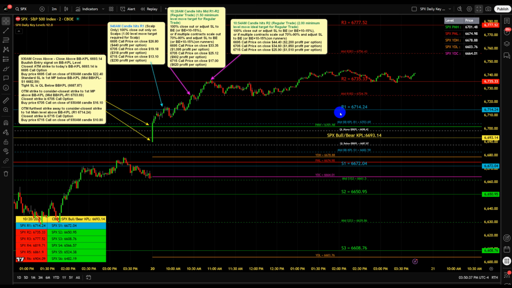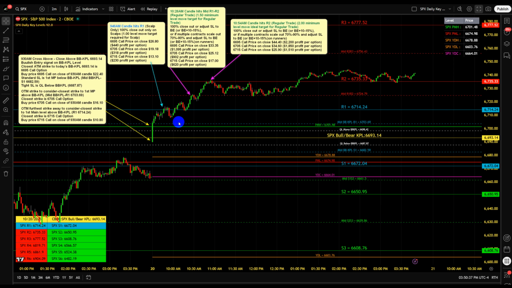You would use, even if you're using the out of the money options, you're still going to use the same stop losses as the at the money. So the stop loss is not going to change because the stop loss is based on the level that you're trading from. So you would still be using standard stop loss or tight stop loss here, even if you're using the out of the money options, one of those two.